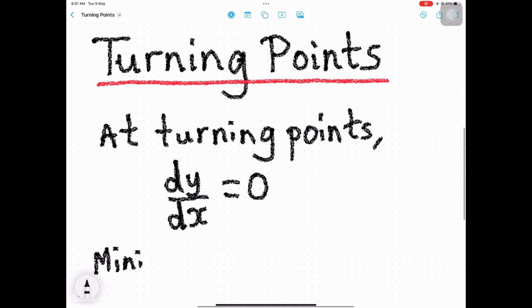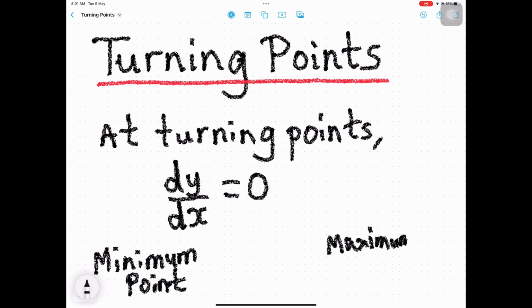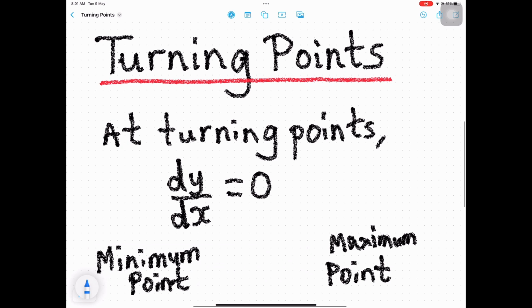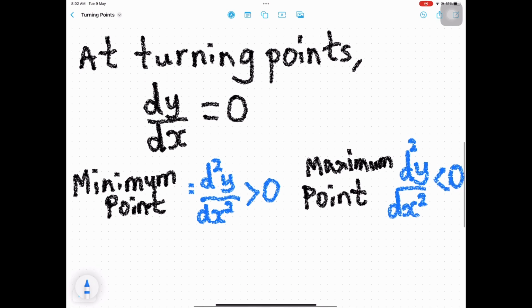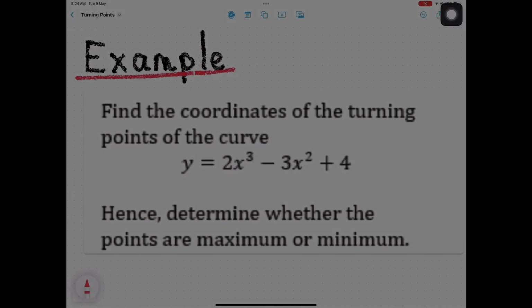There are two types of turning points. You can either have a minimum point or a maximum point. To find out which, usually you have to differentiate one more time and find the second derivative. The d2y over dx squared for a minimum point will be greater than 0, whereas for a maximum point, d2y over dx squared will be less than 0. So maximum is less than 0, minimum is greater than 0.